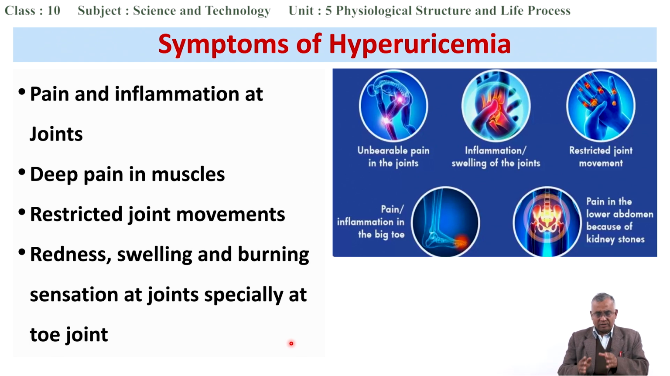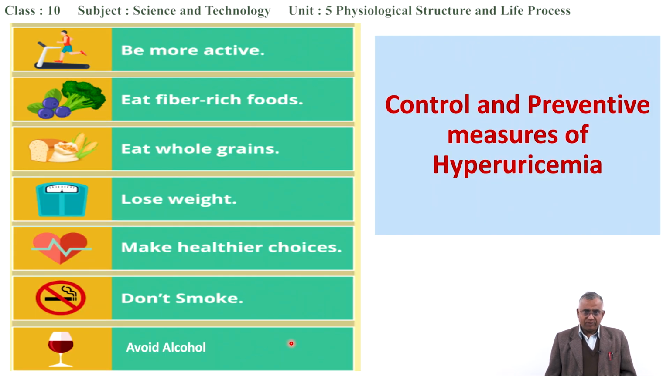If there is joint ache in a person, testing of uric acid is necessary. If uric acid is found positive, then what is to be done? That is control and preventive measures. So what is given here for control and preventive measures? Be more active, exercise. At the working place also you should be active, not sitting in one place only.